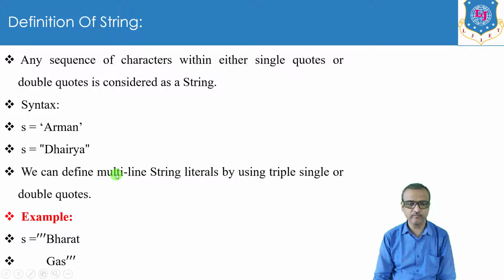We can define multi-line string literals by using triple single or double quotes. For example, S = '''Bharat gas'''. This is a two-line string, and here we have created this two-line string using triple single quotes. We can create two-line, three-line or multi-line strings using triple single or double quotes.